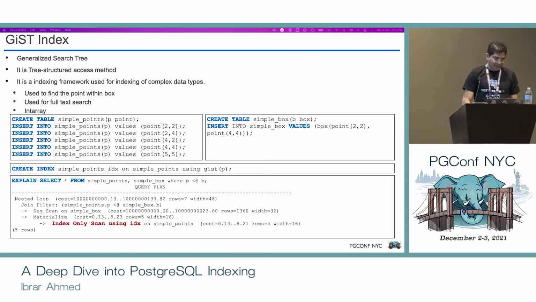So I will give the example here. I have a create table with a simple point column, P point, and I have added points to that table. You already know what a point is: in two dimensions, it has an X value and a Y value. So you have points (2, 2), (2, 4), (4, 2), (4, 4), and (5, 5). I just added some random values here. And what I did was create a box, where the starting point is (2, 2) and the ending point is (4, 4).